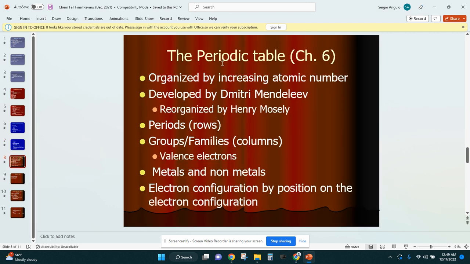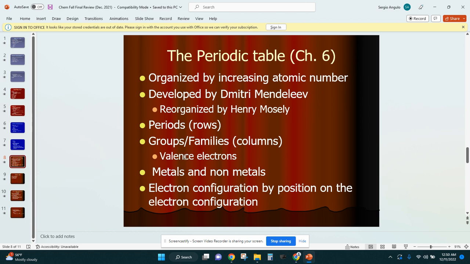Once we learned that, we went ahead and read about the periodic table in chapter 6. And you should know that it's organized in order of increasing atomic number. If you go row by row, left to right on each row, each next element is just one bigger in the atomic number than the previous one. It was developed by people like Dmitry Mendeleev, reorganized by people like Henry Moseley. Periods are the rows, groups and families are the columns.